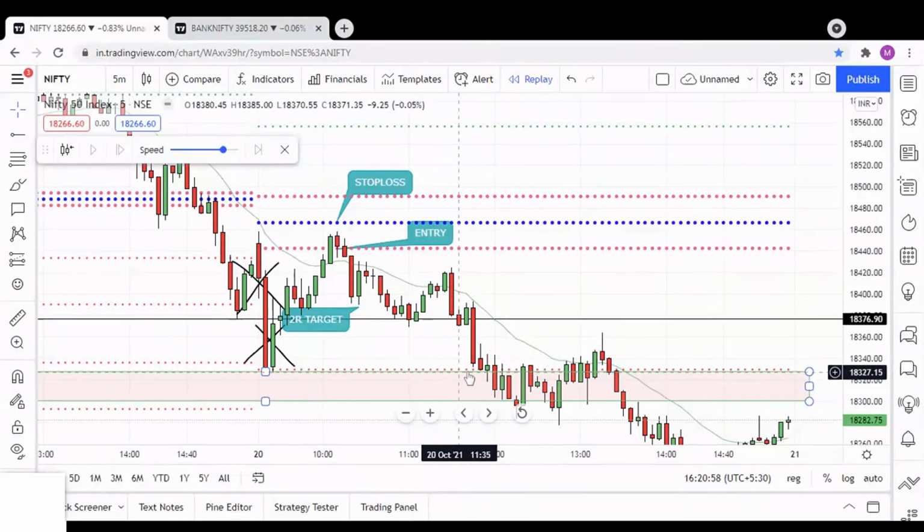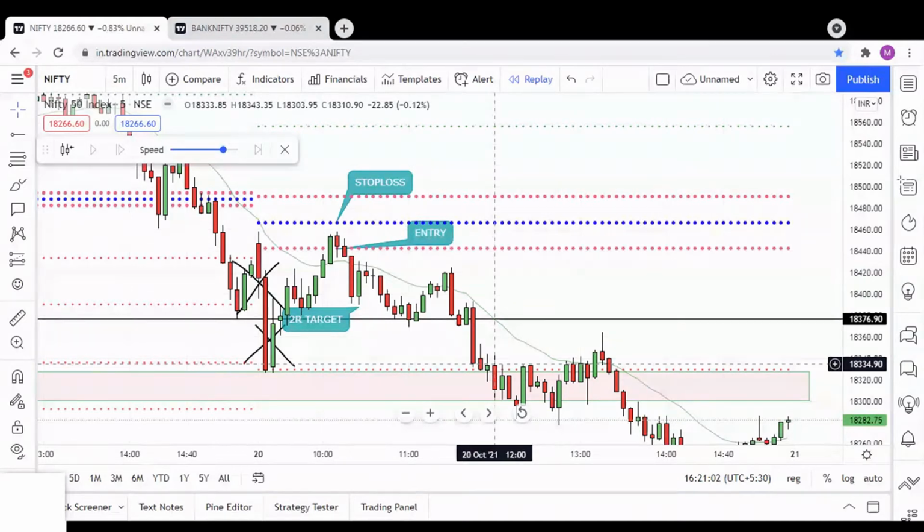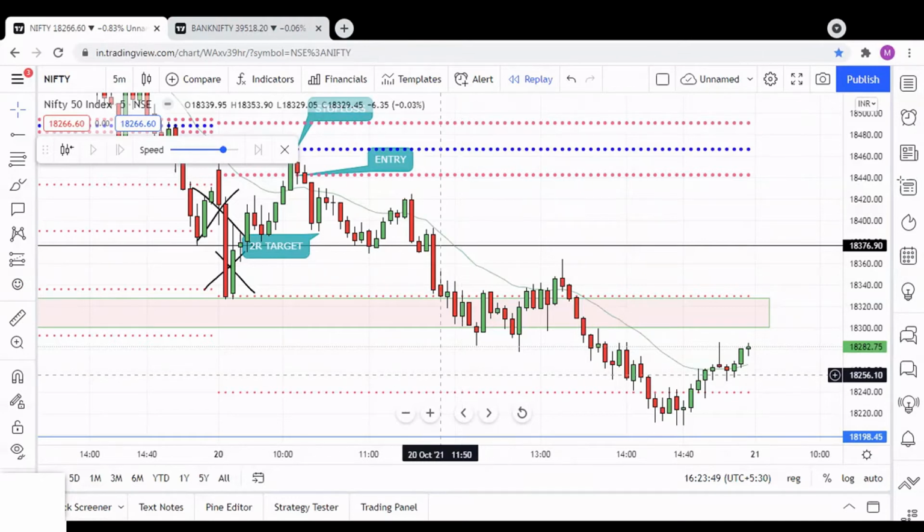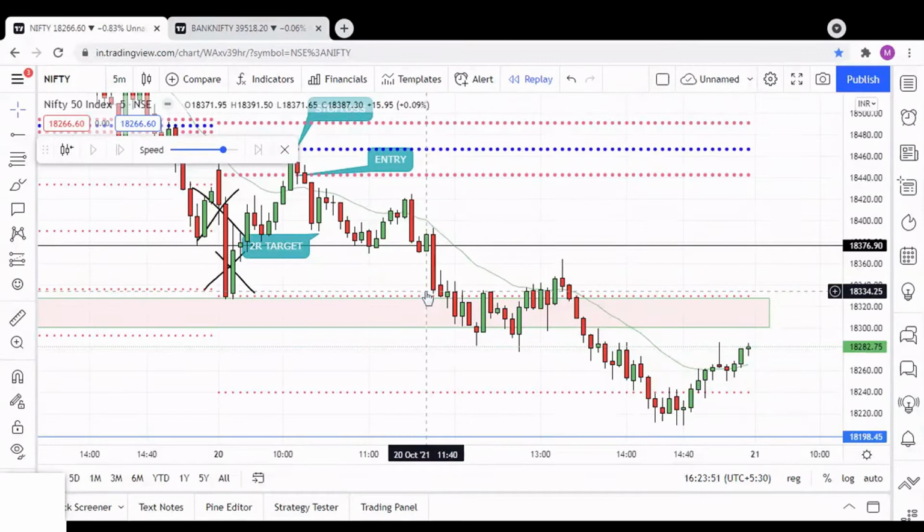So I will not prefer to go for an entry at the close of this green candle because it is not a bullish sign. What I will do is I will wait for the proper confirmation. But in live market, it will be very difficult to judge these things. This will come only by experience.